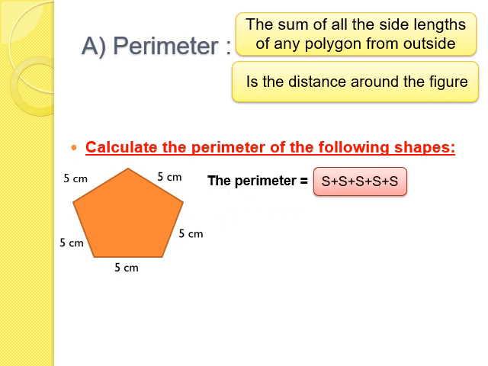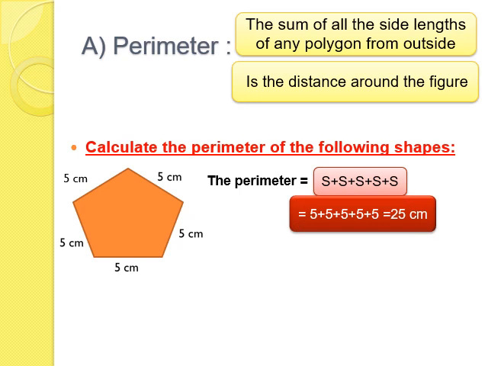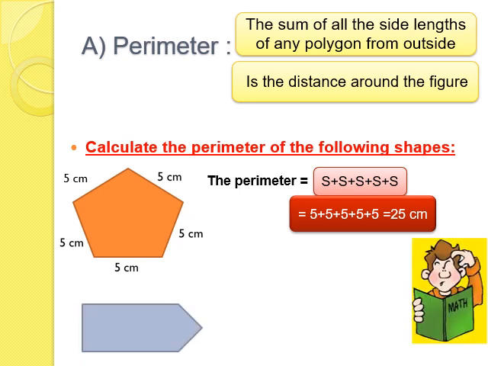So the perimeter equals side plus side plus side plus side, 5 times. It's 5 plus 5 plus 5, 5 times. The perimeter of this pentagon equals 25 centimeters. Let's take another example. Think together.